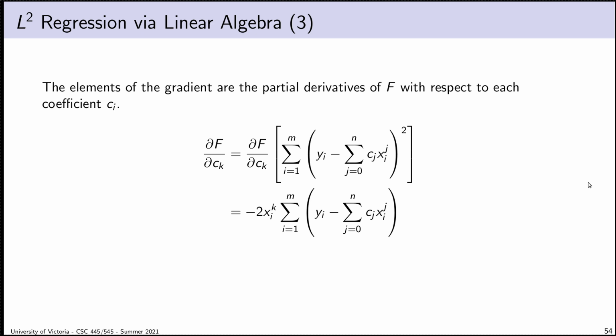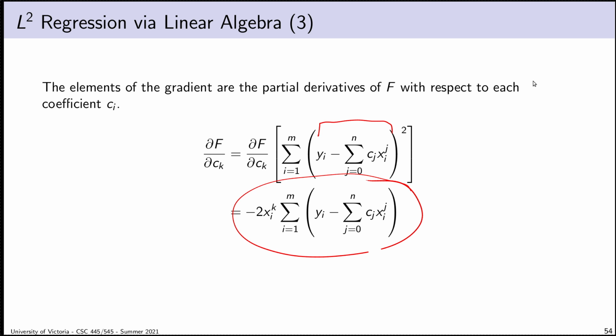So for each individual partial derivative, if I take the partial derivative with respect to a particular coefficient ck, I'm taking the derivative of this with respect to ck, and it turns out that I get this thing. Notice that this thing does involve the other coefficients. There's a sum here that goes through all of the coefficients, C0, C1 up to Cn. That's because I'm taking the derivative with respect to Ck, but Ck appears inside this term that gets squared.